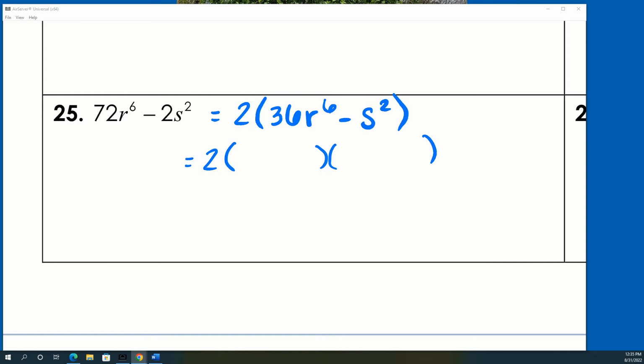All right. Then now they are perfect squares. The square root of 36 is going to be 6. And then what about the square root of r to the 6th? I'm just going to take half of that exponent. It's going to be r to the 3rd. All right. And then plus the s and minus the s.